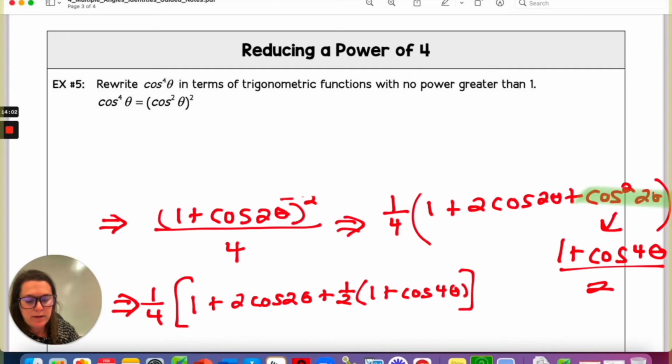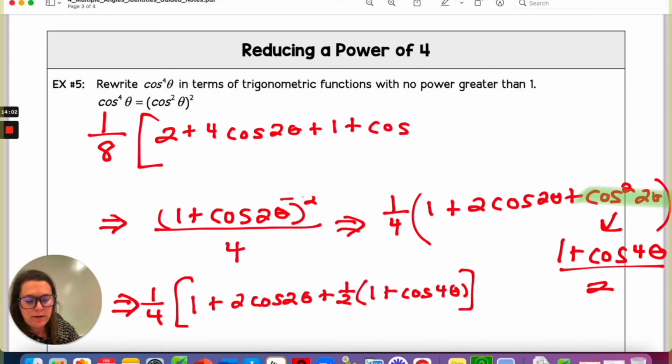All right, so I'm going to get rid of all those fractions. So if I take out a 1/2, that's going to make the 1/4 and the 1/2 multiply to be a 1/8, right? If I take out a 1/2, then this means it's going to have to be a 2 to go back, plus 4 cosine 2 theta plus 1 plus cosine 4 theta. Is everybody okay with what I just did there?